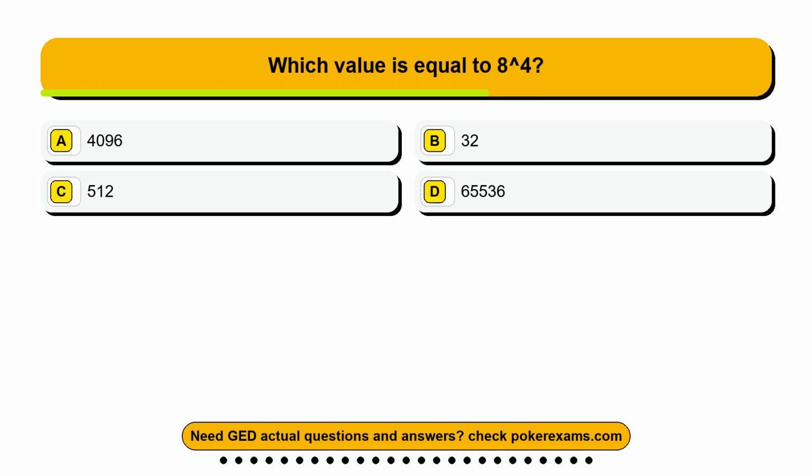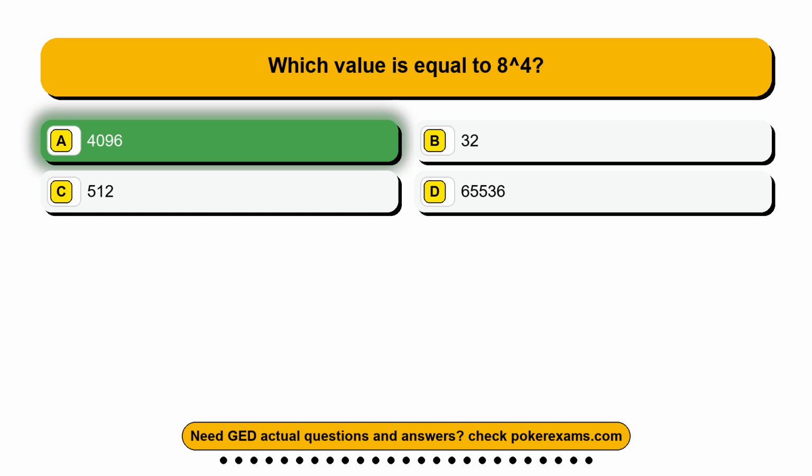Option A, 4096. Option B, 32. Option C, 512. Option D, 65,536. The correct answer is option A, 4096.